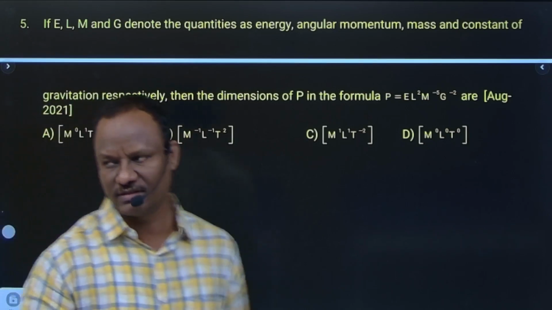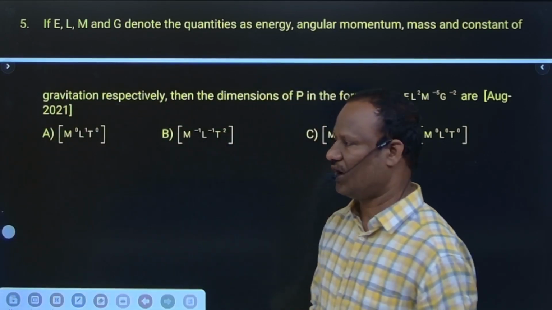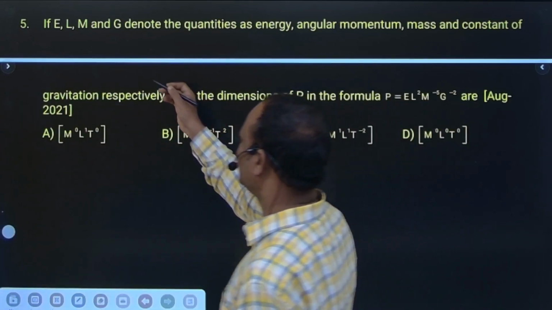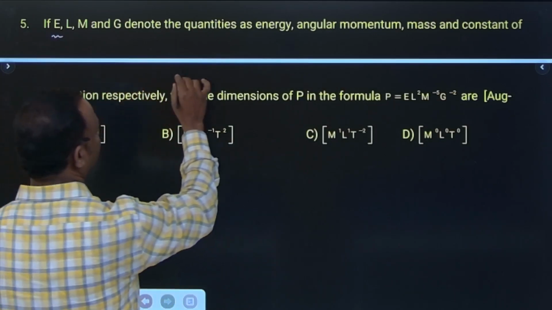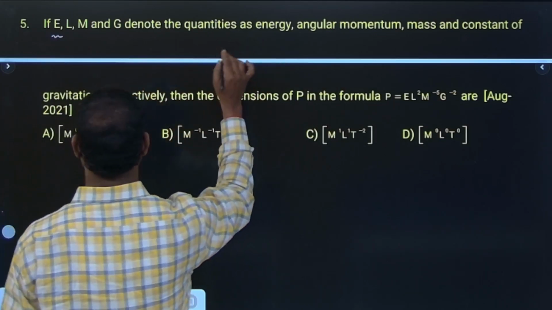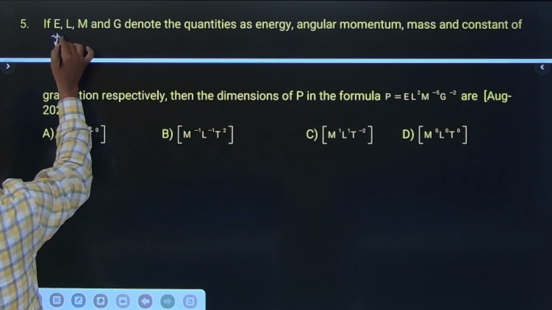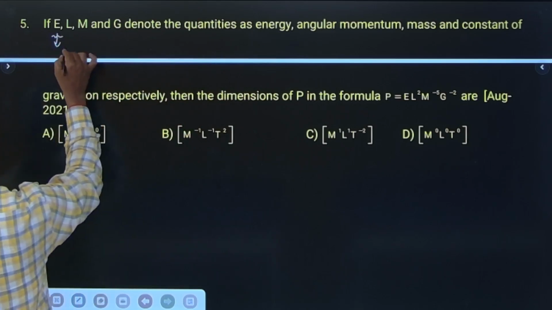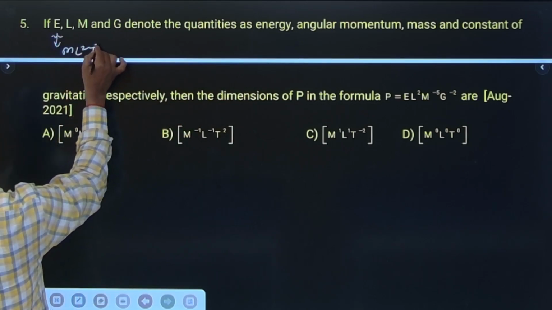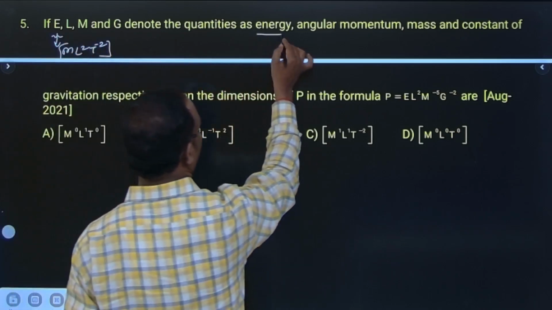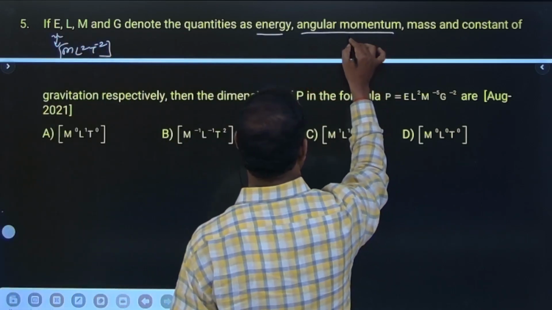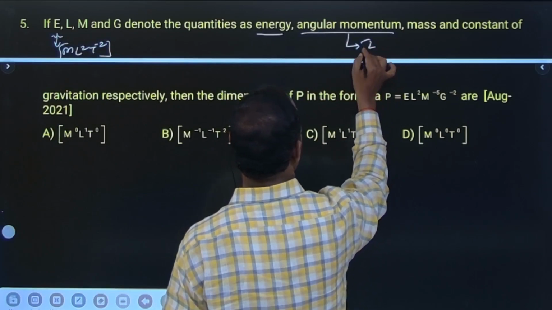This question is similar, about the dimensional formula. What is given? E, which is energy. The dimension formula of energy is M L square T minus 2. The first, energy, is completed. The next one is angular momentum. Angular momentum is L.